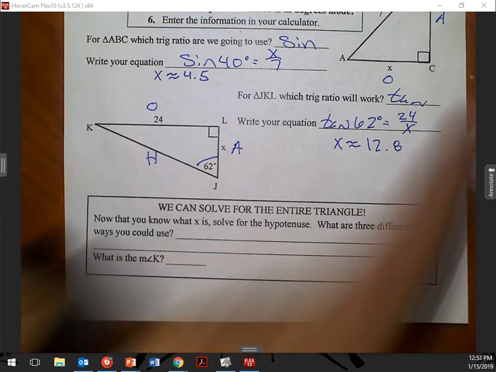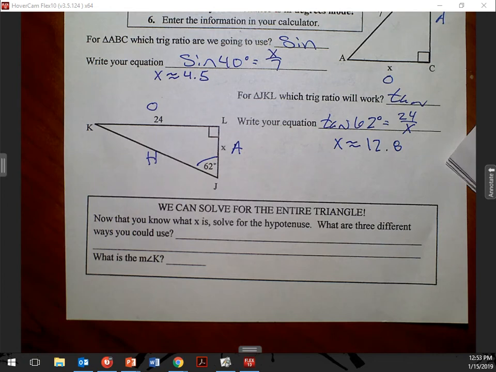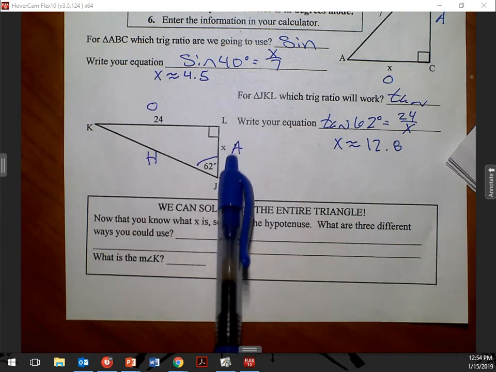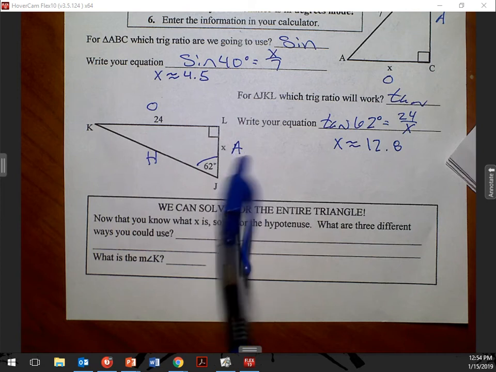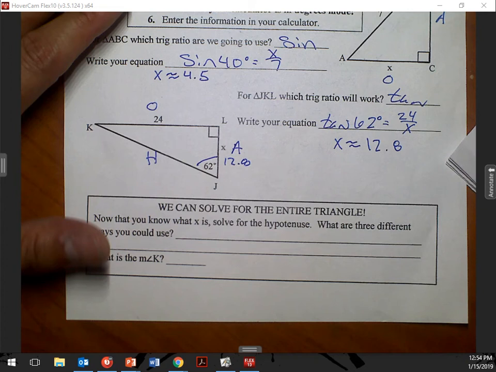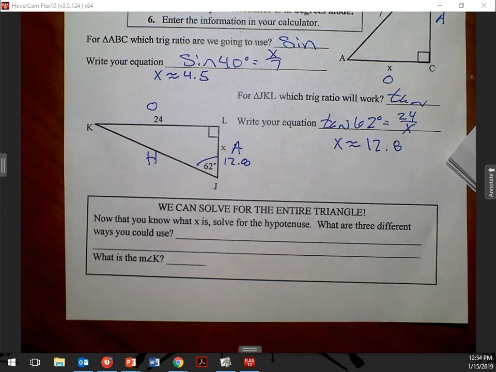All right. You guys ready? All right, listen up, you guys. So we could solve for the entire triangle. Now that you know what x is, solve for the hypotenuse. What are the three different ways you could use? So for this case right here, to solve for the hypotenuse, what's the first way I could do? If I know this side, so we say this is now 12.8, what would be the first way I could use to solve for the hypotenuse of that triangle?